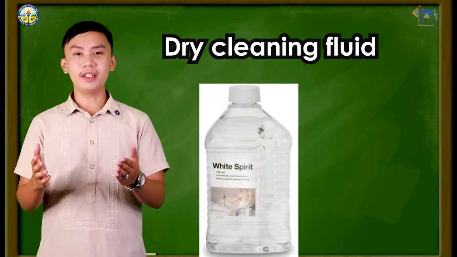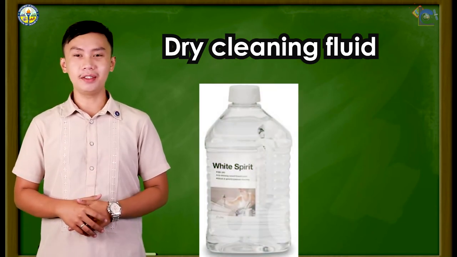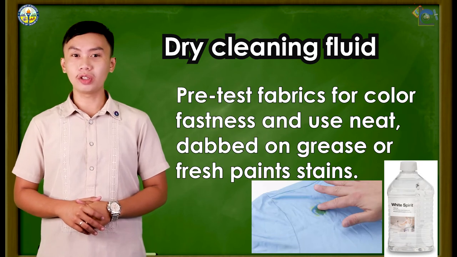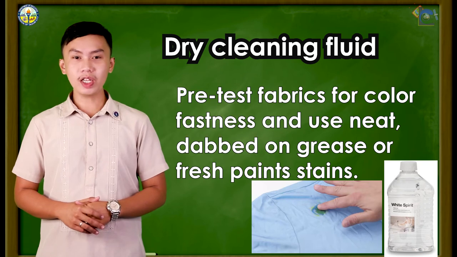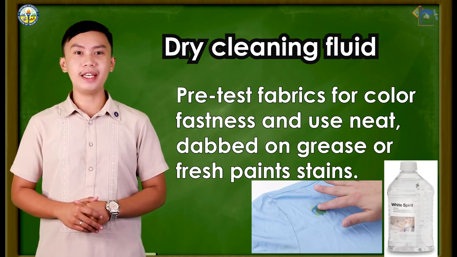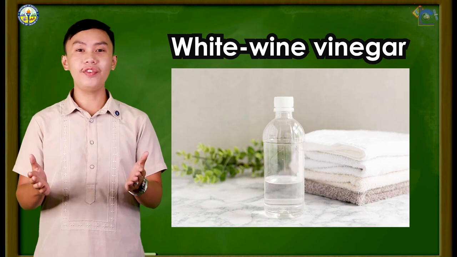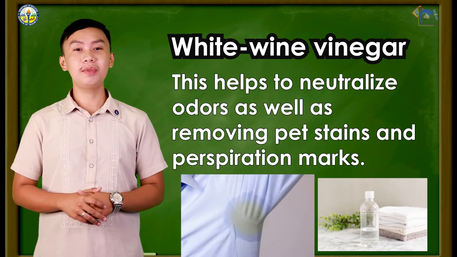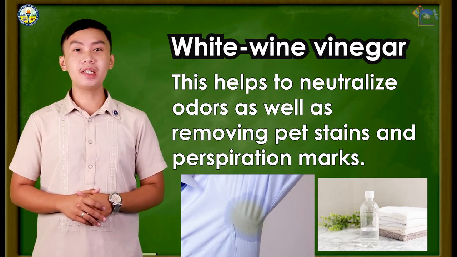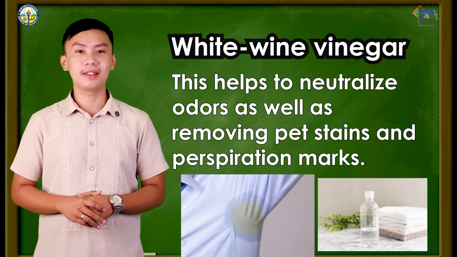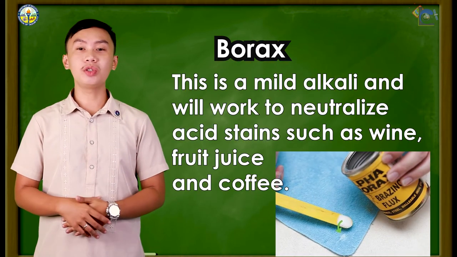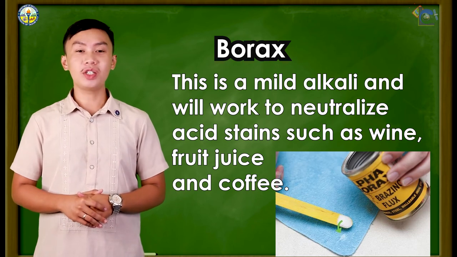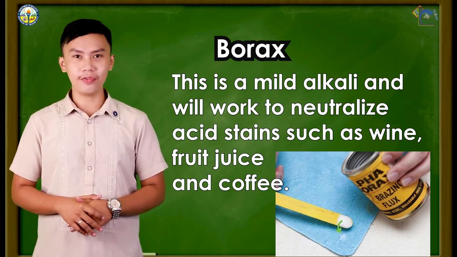Dry cleaning fluid or white spirit, paint thinner. Pre-test fabrics for color fastness and use neat, dab on grease or fresh paint stains. Not to be used on acetates. White wine vinegar. Vinegar helps to neutralize odors as well as removing pet stains and perspiration marks on garments. Borax. This is a mild alkali and will work to neutralize acid stains such as wine, fruit juice, and coffee.